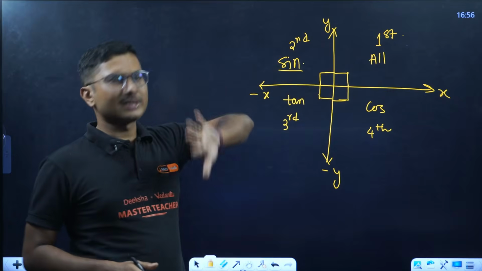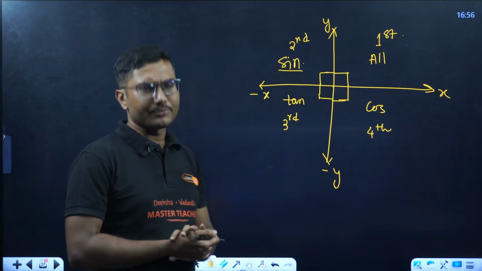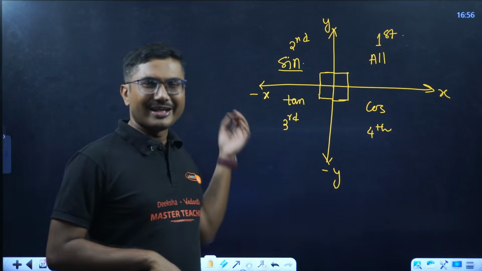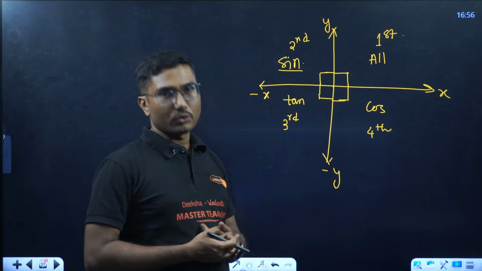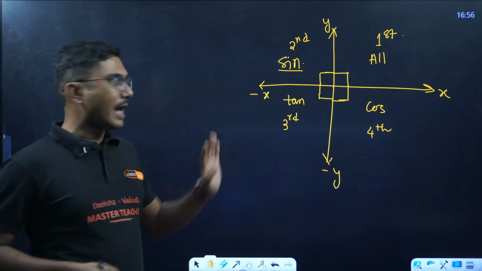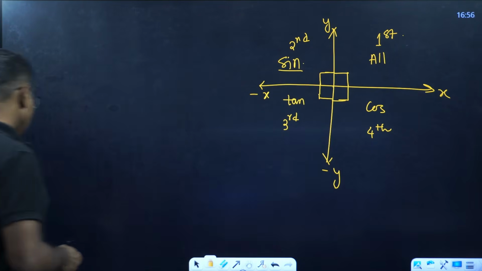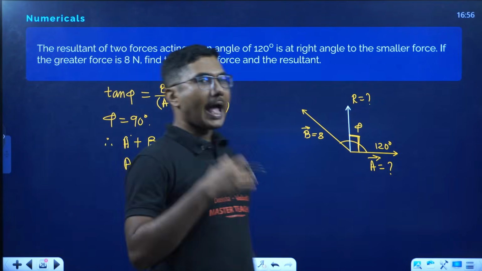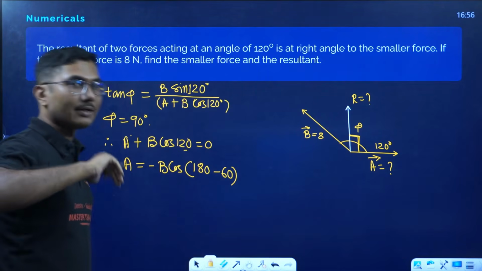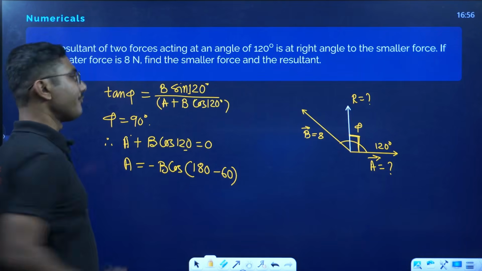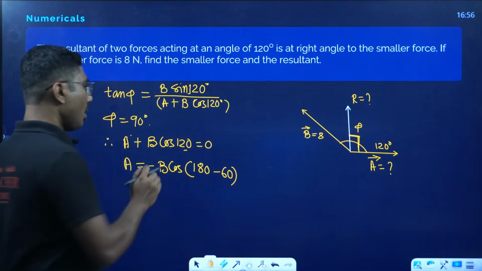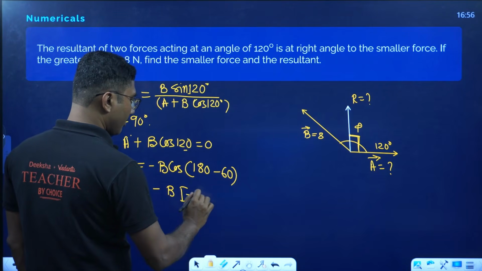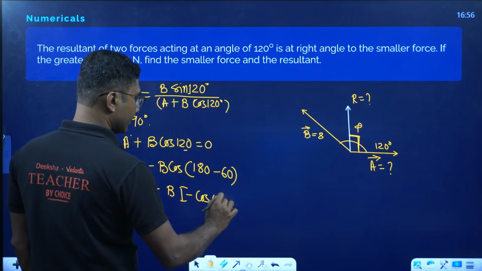In physics, in most cases the first and second quadrants come into the picture. Very rarely do the third and fourth quadrants come into the picture. Anyway, as you can see, sine is positive, but here we have cos 120. Cos 120 is an angle which falls in the second quadrant. So in the second quadrant, the cos value must be negative. So when you are doing this method, it gives you minus b times minus cos 60 degrees.